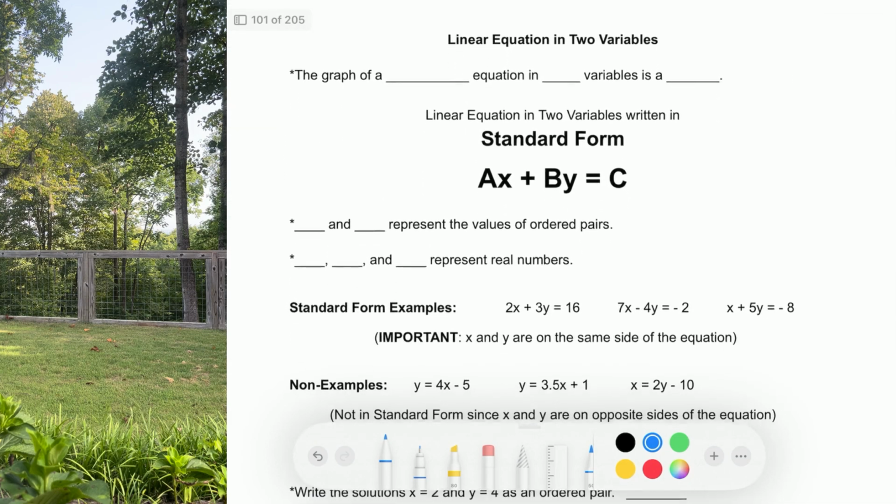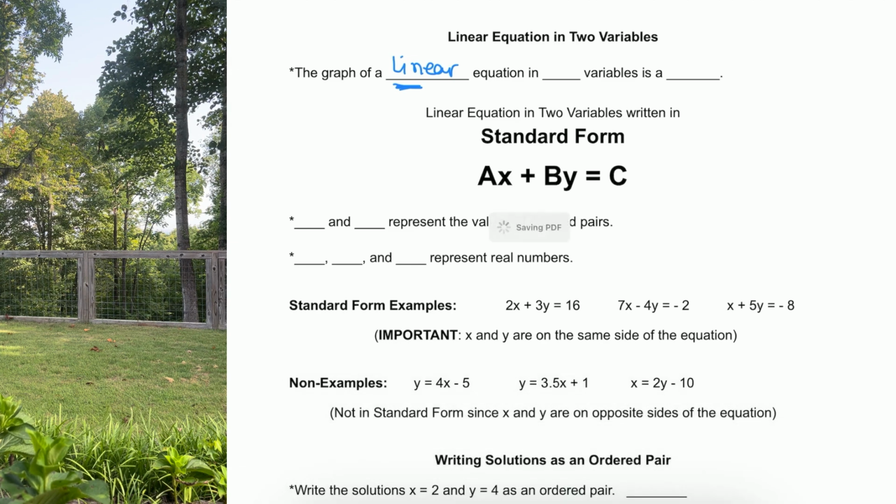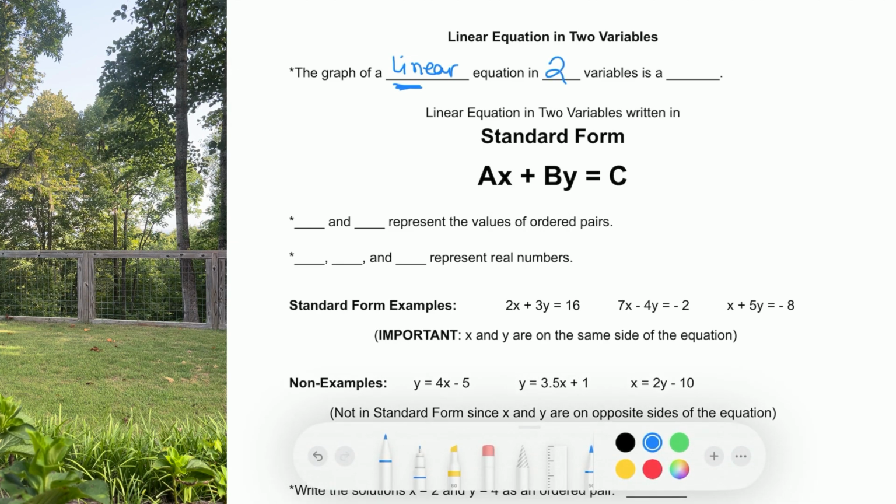Let's now look at linear equation in 2 variables. So the graph of a linear equation. Remember, a linear equation is the equation of a straight line, right? Because it has the word line in it. So the graph of a linear equation in two variables is a line. And more specifically, it's a straight line. We've talked about that in a previous video.